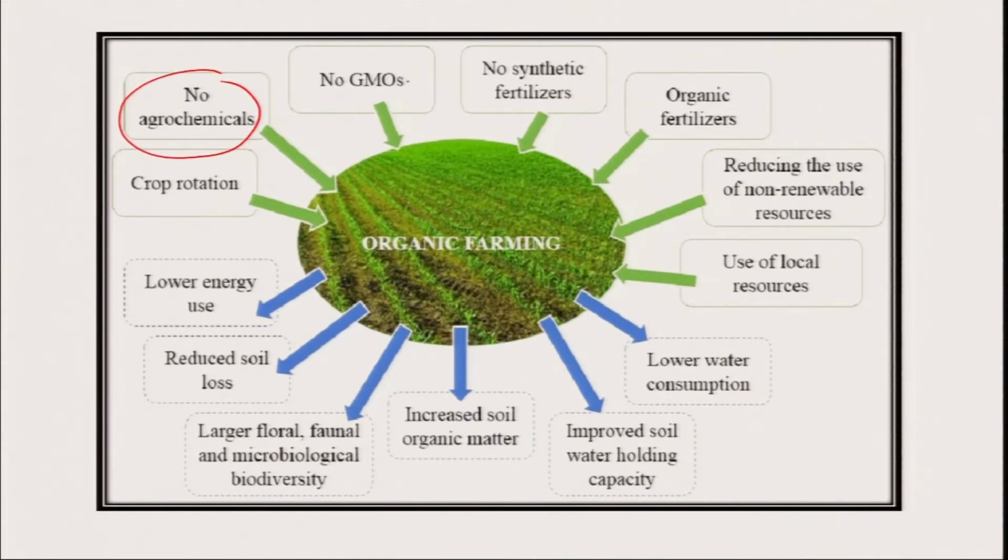And in organic farming, we cannot use any agrochemicals, we cannot use any GMO, that is genetically modified crops, and no synthetic fertilizer. We have to rely mostly on organic fertilizer. There are different types of organic fertilizer sources that we can use, and we can use crop rotation.